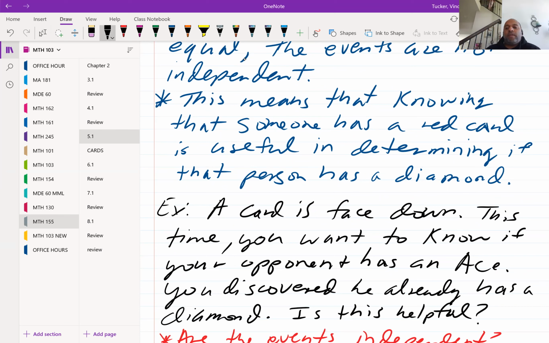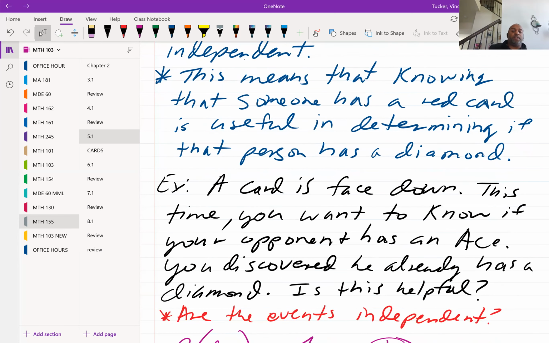All right, so this time we have a card that is face down. This time you want to know if your opponent has an ace. You discovered he already has a diamond. Is this helpful? Basically, you want to know, are the events independent?